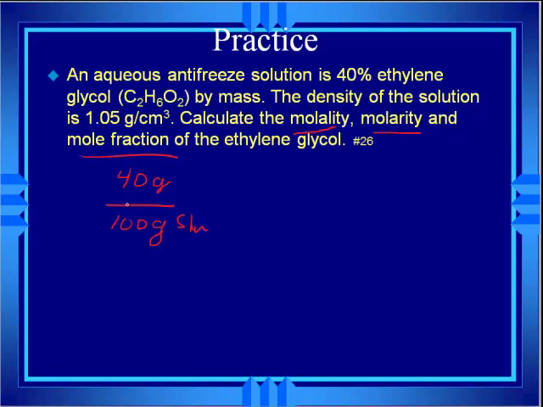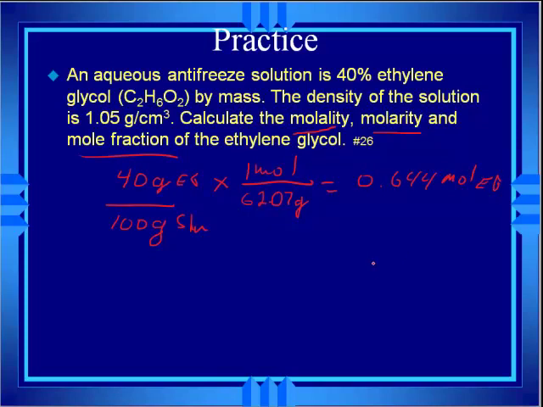Which one of these you calculate first, molality, molarity, or mole fraction, really depends upon your preference. You can find any one of these at this point, but I'm just going to show you the way I would do it. The first one I'm going to find is mole fraction, because I know I can change these into moles. So I'm going to take my 40 grams of ethylene glycol, EG, and find the number of moles. Well, 1 mole of that weighs 62.07 grams. And that gives me 0.644 moles of ethylene glycol.